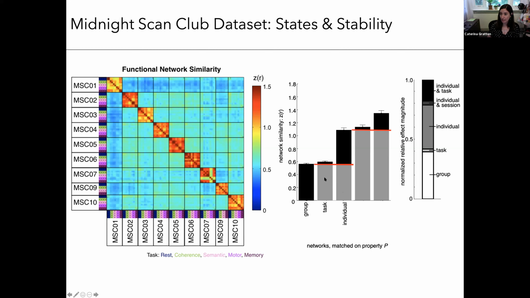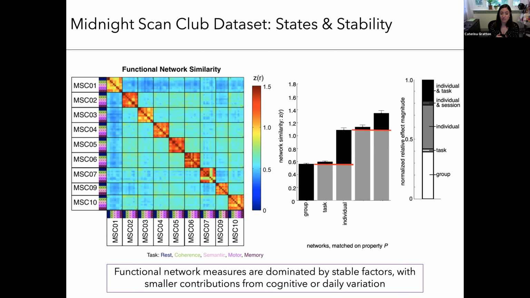There's a common effect of a given task, and there are individual by task and day-to-day variability factors. These were all significant in this data set, but you can see that they're substantially smaller in magnitude. So to us, we thought this indicates that you can conclude that functional network measurements are really more dominated by stable factors, intrinsic network organization that either changes very slowly over time or doesn't change very much over time, with only much smaller contributions from state-based effects.